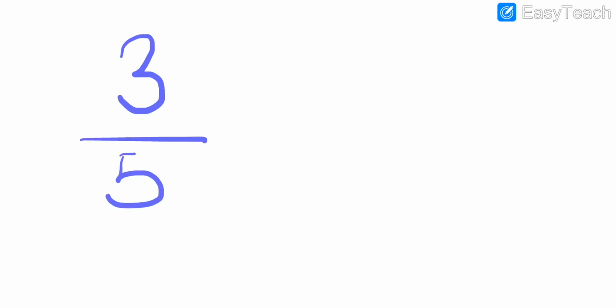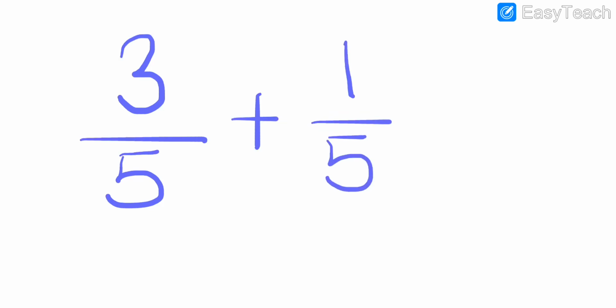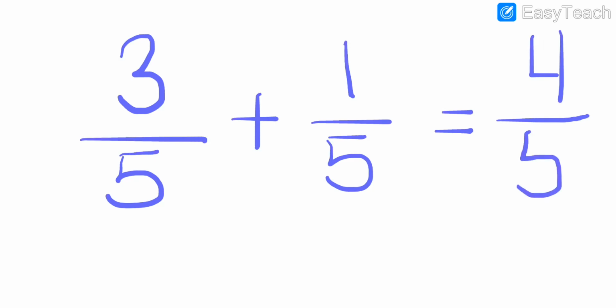So, for example, if we are going to be doing 3/5 plus 1/5, we just add the numerators, the top numbers. We have 3 plus 1, which is 4. And we do not add our denominators. The denominator just stays the same. So 3/5 plus 1/5 equals 4/5.